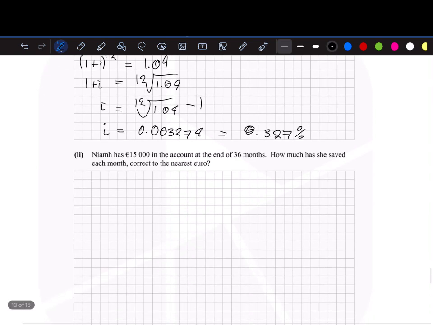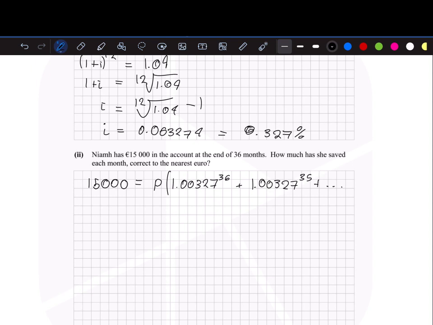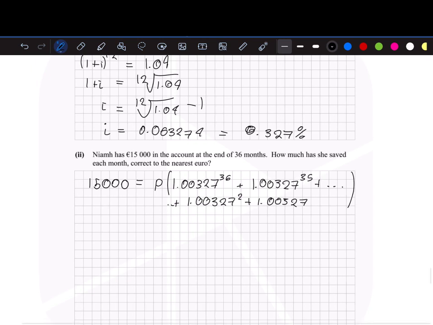Next, Neve has €15,000 in an account at the end of 36 months. How much has she saved each month, correct to the nearest euro? So 15,000 is our answer, and this is going to be equal to some present value P, which is multiplied by the interest rate, 1.00327 to the power of 36, plus the next term, which is 1.00327 to 35, plus all the way down to 1.00327 to the 2 plus 1.00327. So that's going to be our series.